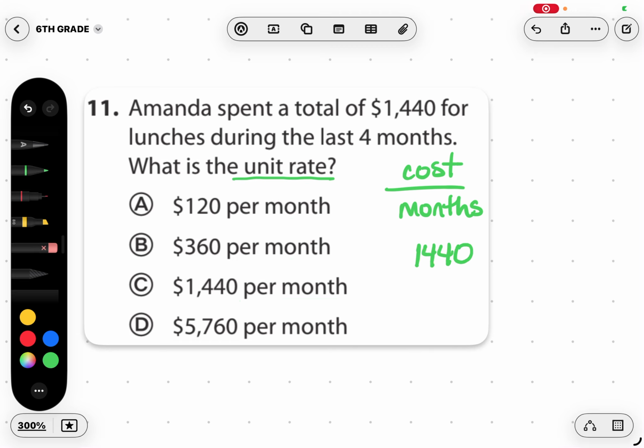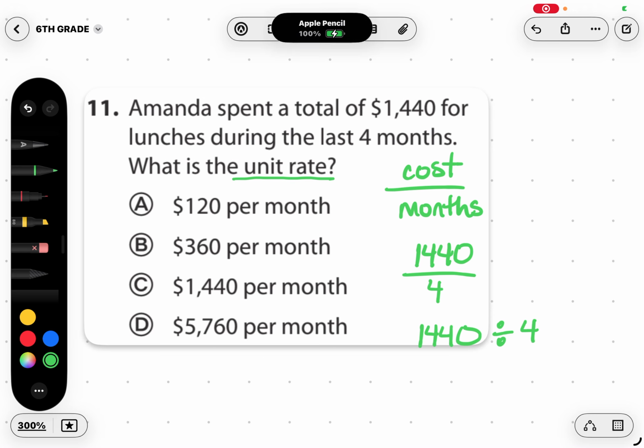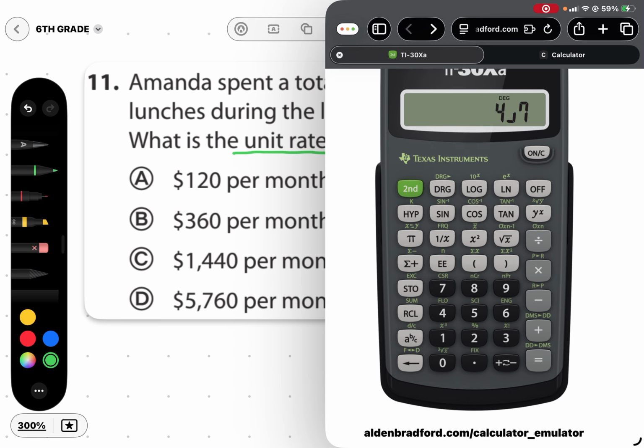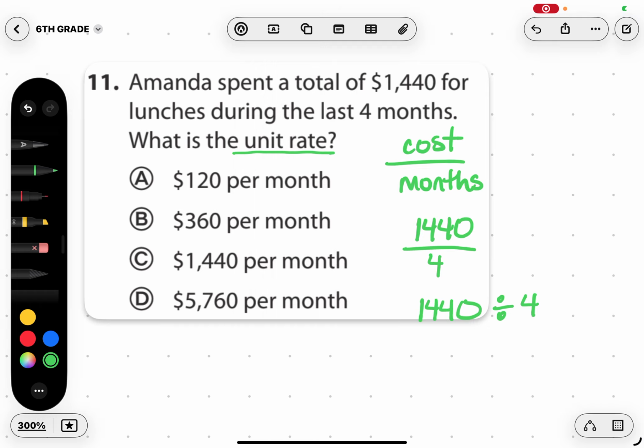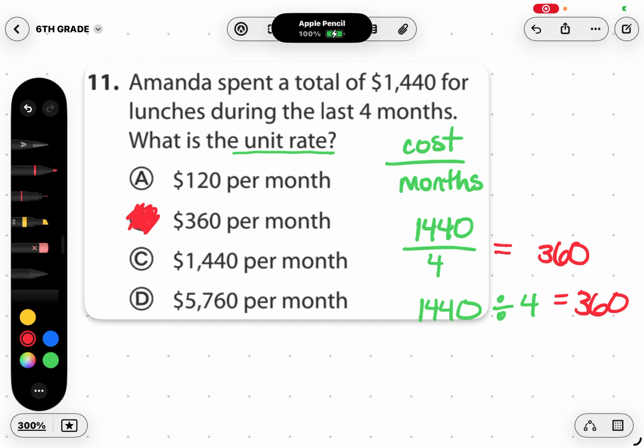1,440 divided by 4. Or if you wanted to write it like this, you could, using the division symbol. Either way, that's how we're going to type it in the calculator. So let's go to the calculator, and I'm going to use the online one. Clear it. So 1,440 divided by 4 is 360. So we know either way, both of these equal 360. Doesn't matter how you write it, you get the same answer. So Amanda's unit rate, she was spending $360 per month on lunch.